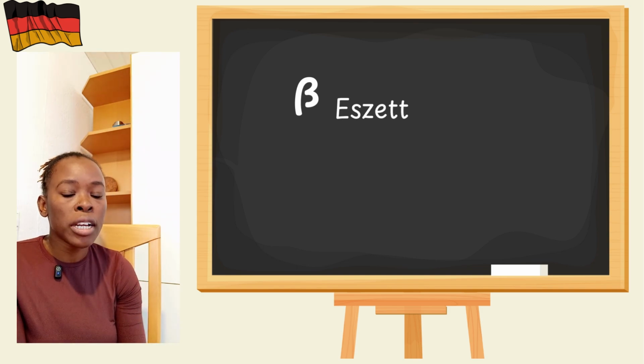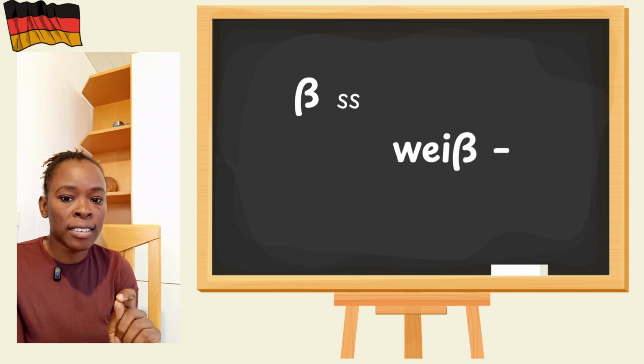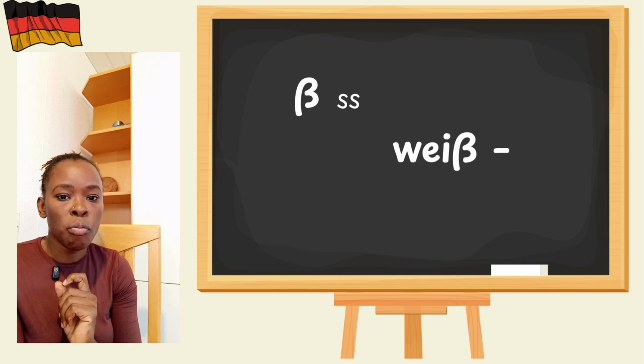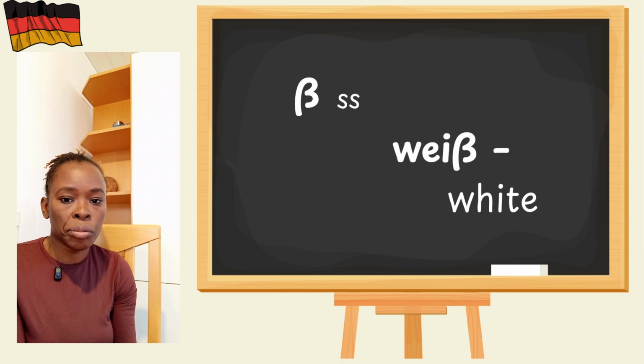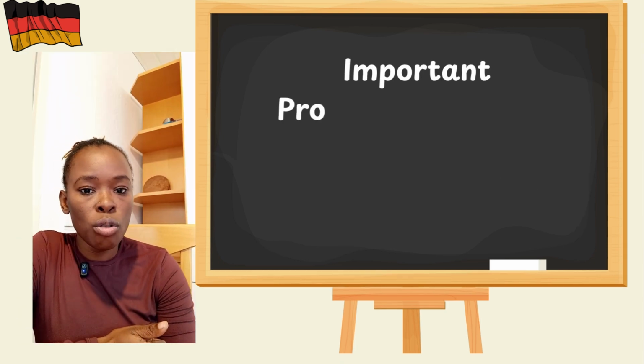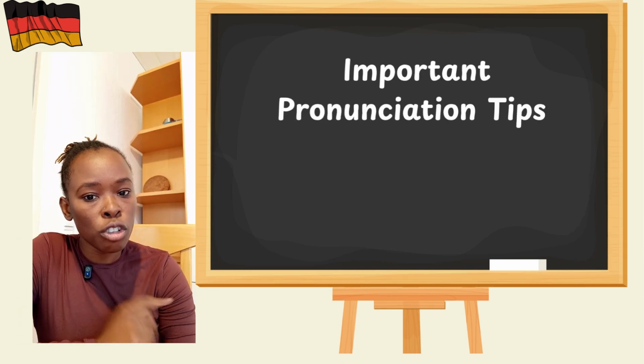It's pronounced like double S. Example in a word, weiß. Weiß meaning white. Now let us look at the important pronunciation tips.